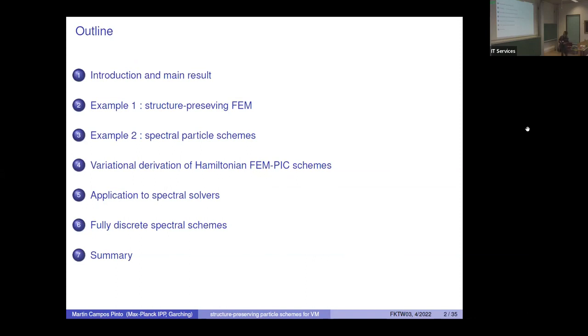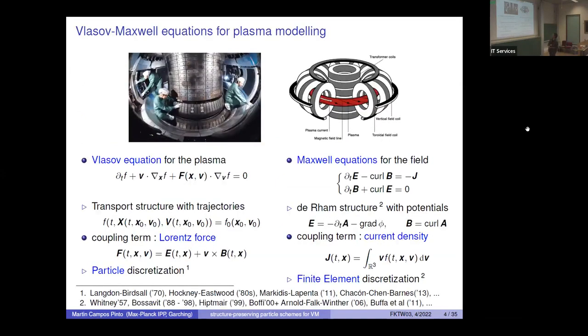Okay, so let's start with an introduction and present the main results. In this talk, I will be considering the Vlasov-Maxwell system. I recall the general form of the Vlasov equation, where you transport this plasma density function F, and the Maxwell equations, where you evolve the electromagnetic field E and B. And here you have a transport structure for the Vlasov equation. The value of this phase space density is constant along the trajectories, capital X, capital V.